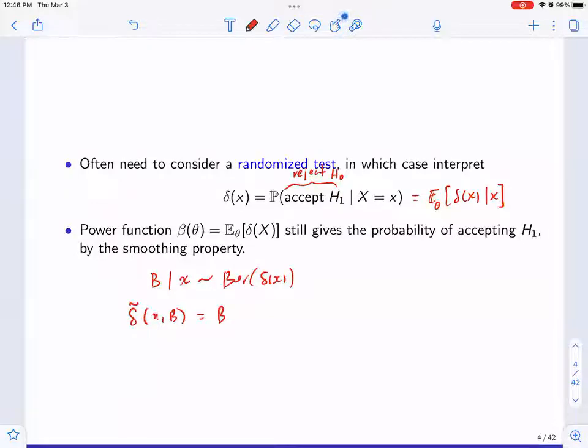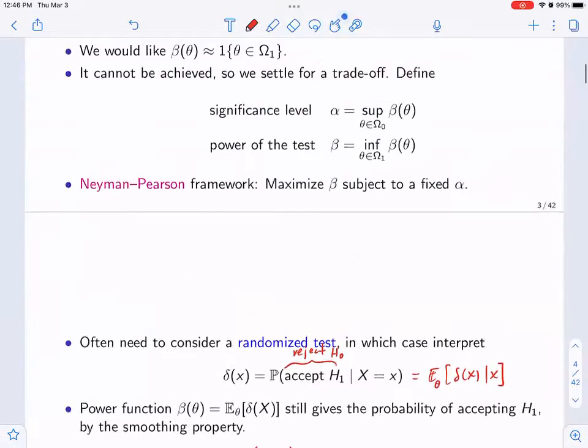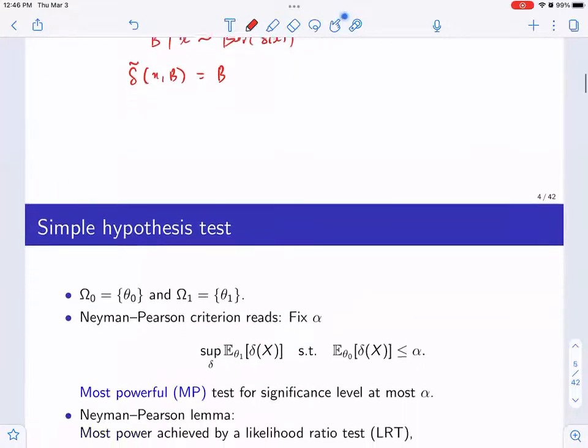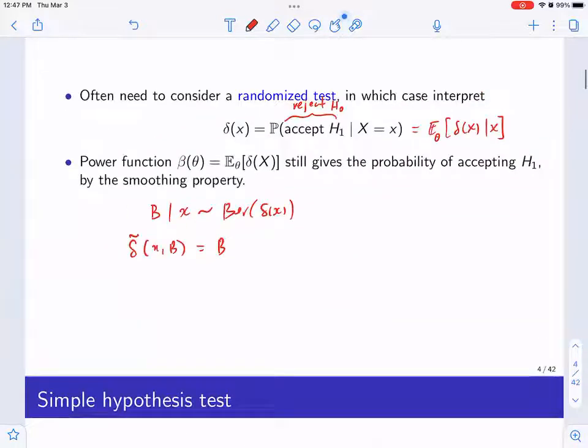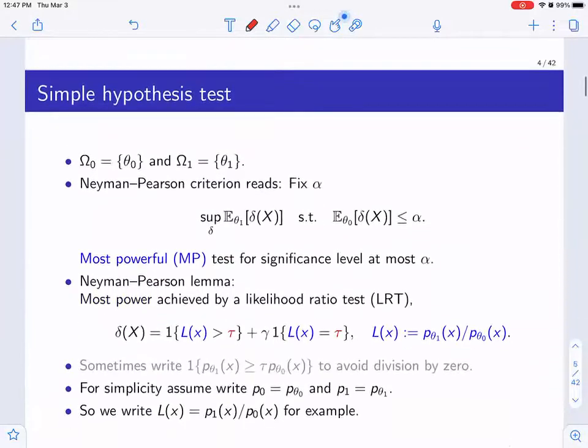So we let it be randomized as well because it allows us to achieve certain things. The main reason that we want this is that generally, if you're given a budget of alpha for the significance level, you want to achieve exactly alpha. You don't want to be below it. And sometimes you have to randomize to be able to achieve the exact significance level. That's the only reason that we actually care about this. Okay, any questions? Okay, so let's move on.